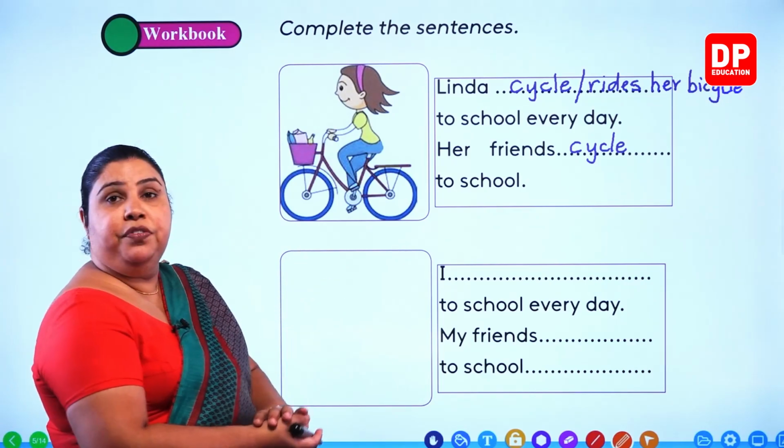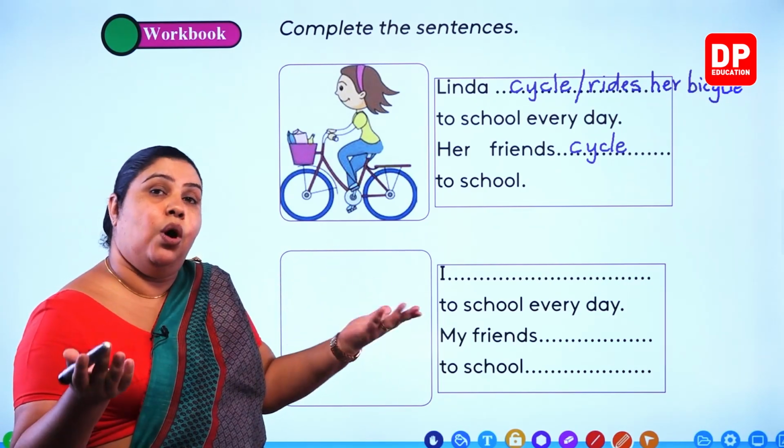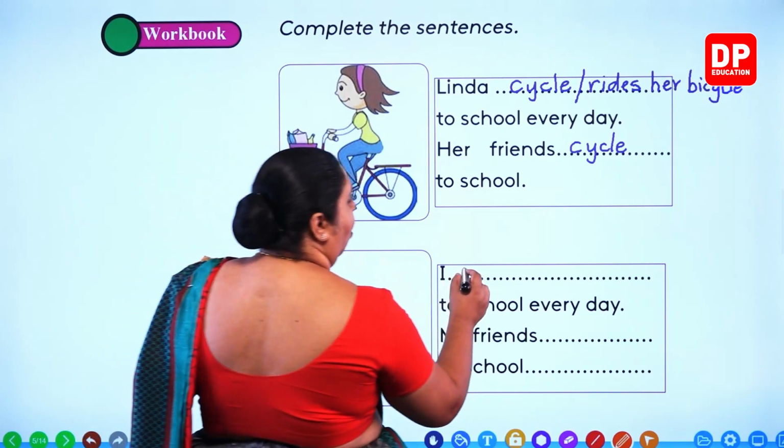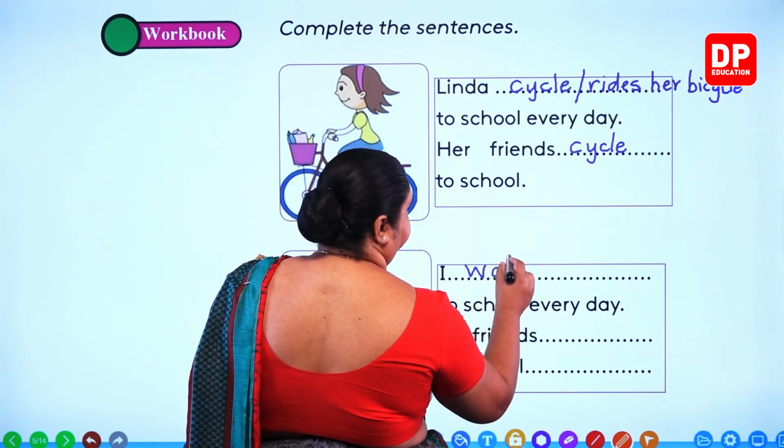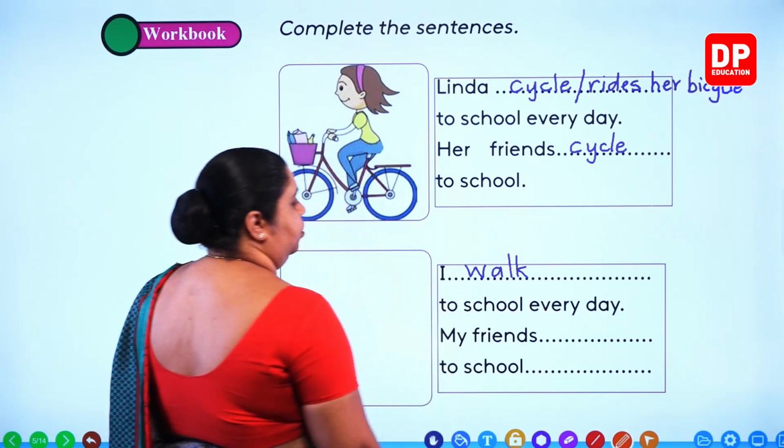So, we have to fill the blanks. So let's say you're walking to school. I walk to school. I walk to school every day.